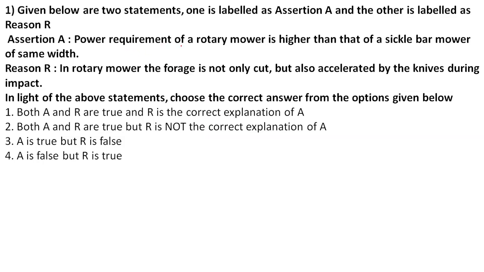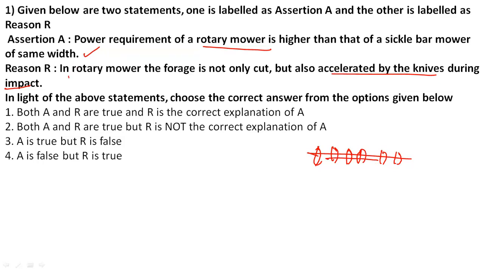First assertion: power requirement of the rotary mower is higher than the sickle bar mower of the same width. In a rotary mower, the forage is not only cut but also accelerated by the knives during the impact. In the rotary mower, the power requirement is always higher compared to the sickle bar mower because rotational movement takes place. So the assertion is correct. The rotary mower not only cuts the forage, but also accelerates it with the knives during impact, so that the crops can be cut easily.